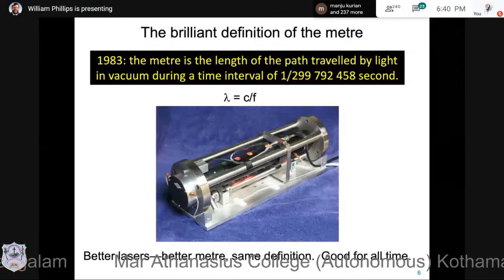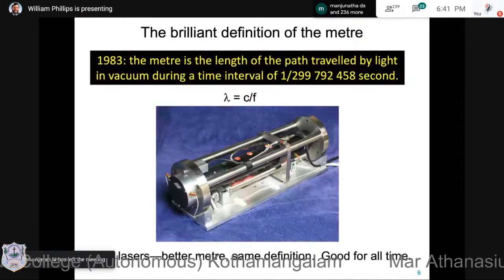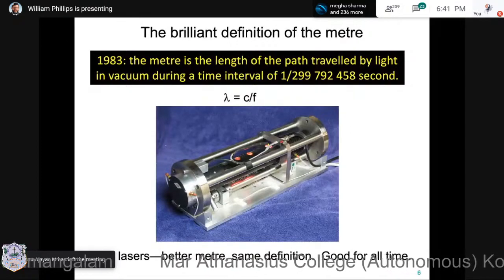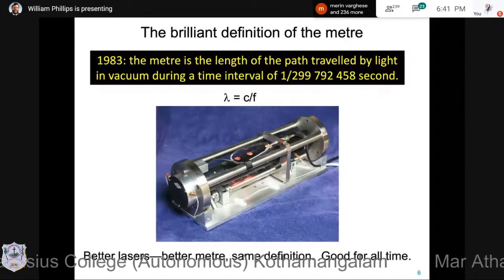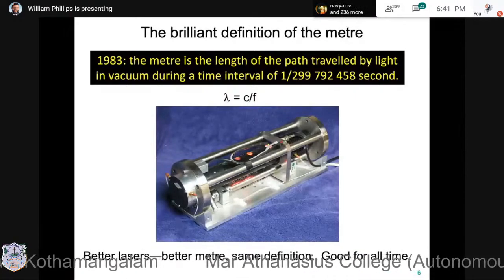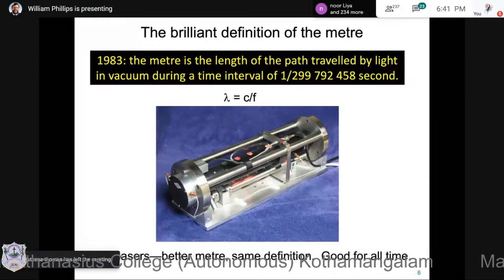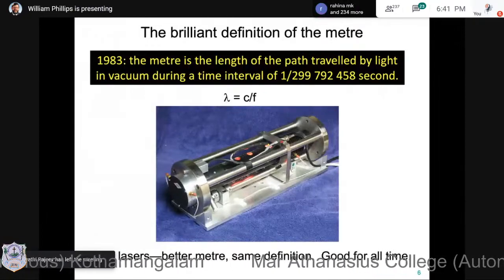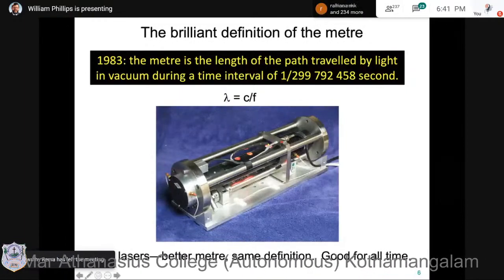And finally, it was decided that they had to redefine the meter to make use of the better light that came from a laser. And the obvious thing to do would have been to define the meter in terms of the wavelength of light coming from that laser. But fortunately, there were very forward-looking people at that time, and they decided on a much better definition of the meter, which is described here.